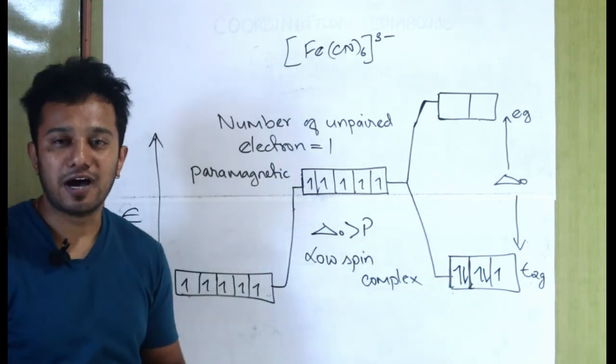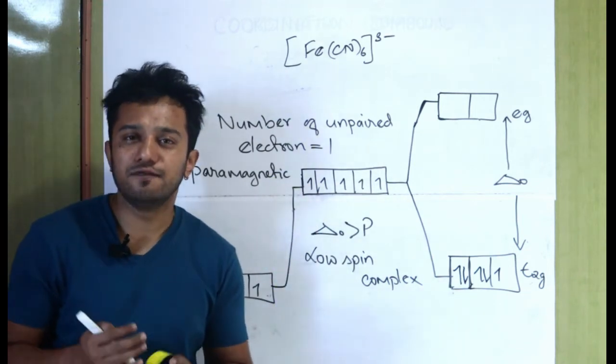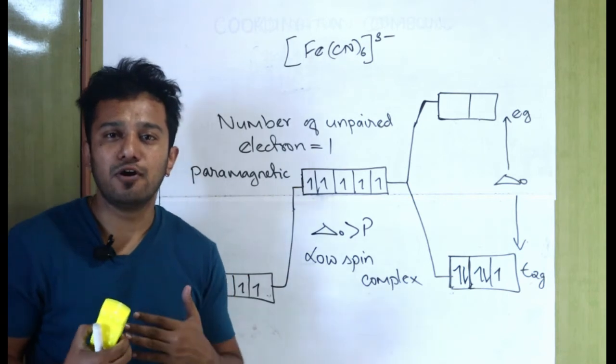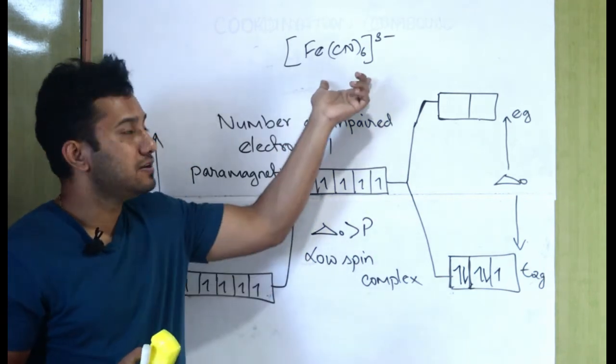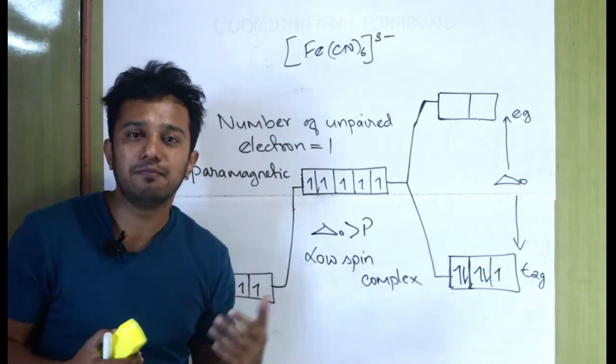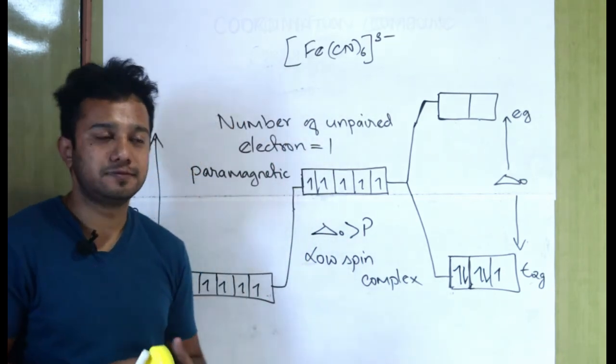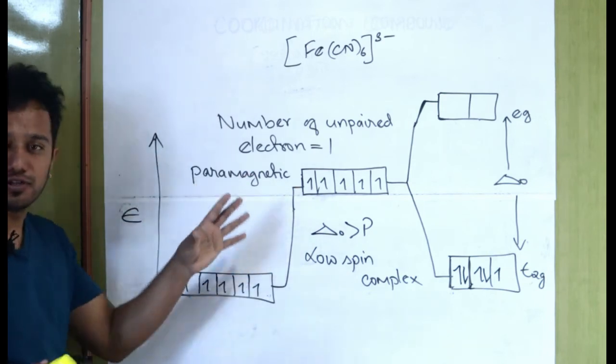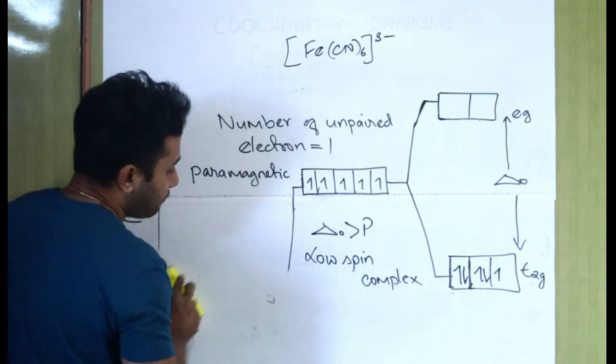In the exam, they can ask you, using crystal field theory, find the number of unpaired electrons in [Fe(CN)6]3-, and also predict the magnetic properties. Only this much. It's quite simple. So let's try another compound.